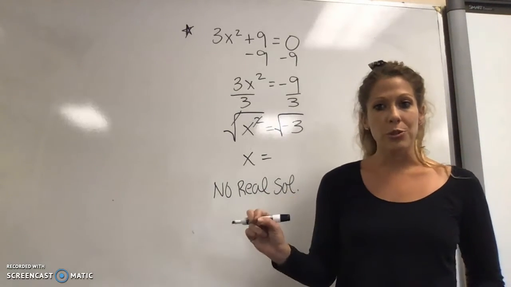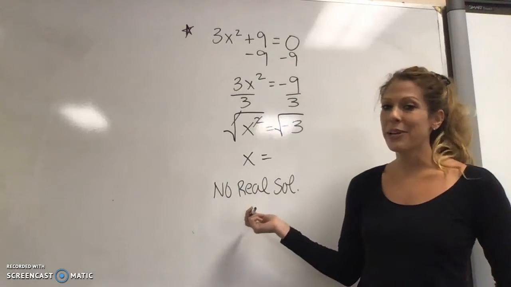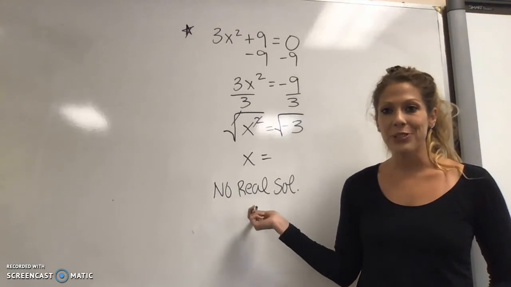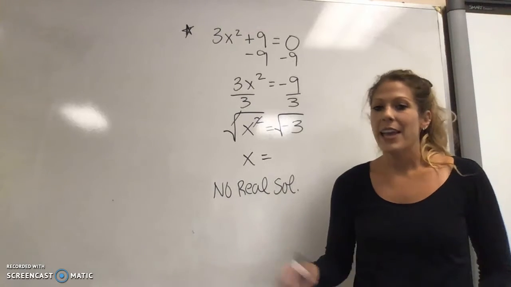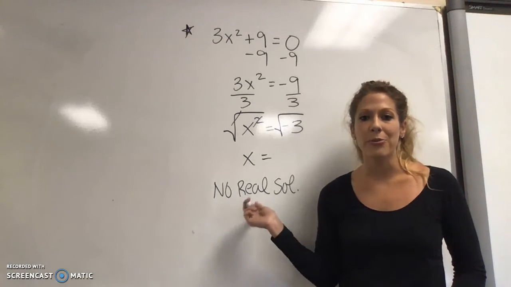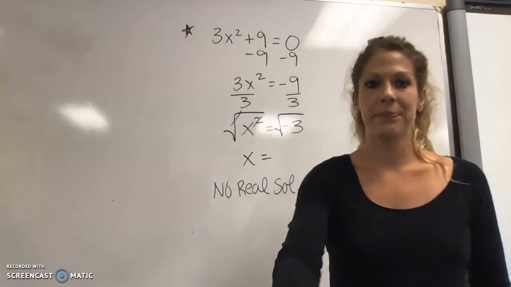Don't write no solution, because in our next lesson we're going to talk about imaginary numbers. There are solutions to this, they're just imaginary. And we'll talk about how to find those later on, but for now, just write no real solution every time you have to take the square root of a negative number.